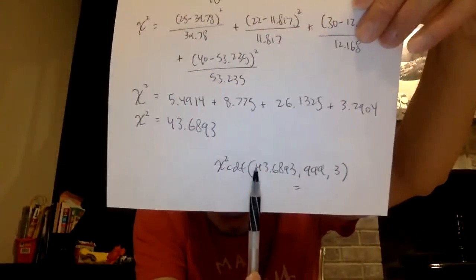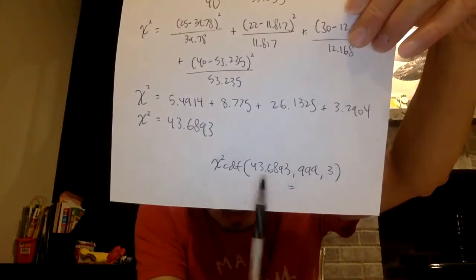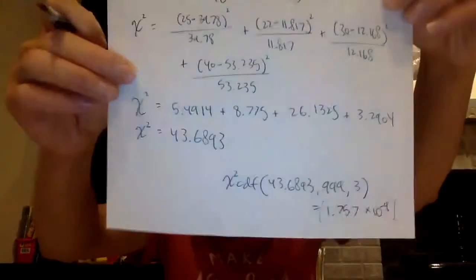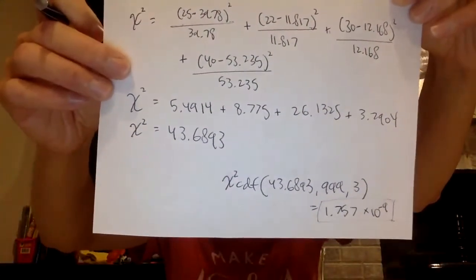So this is what we put into our calculator. Chi-square CDF, our chi-squared stat, comma 999. It'll always be upper tail, always be 999, 3 degrees of freedom. And that gives us our p-value of 1.757 times 10 to the negative 9. Very low p-value, right? Almost 0. Let me see if they got the same thing. They did. Great.